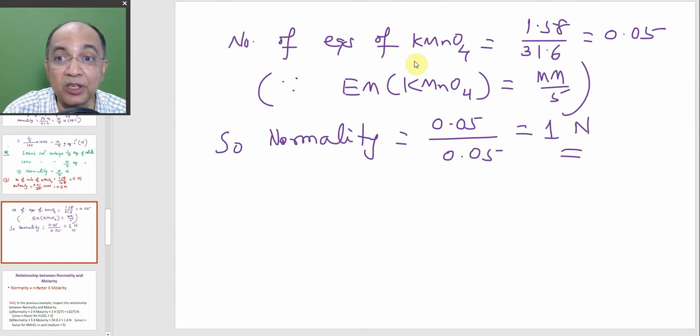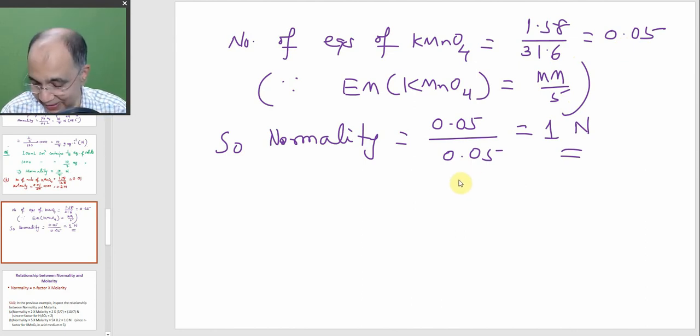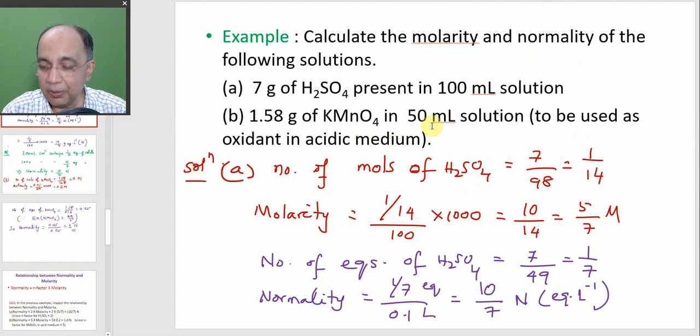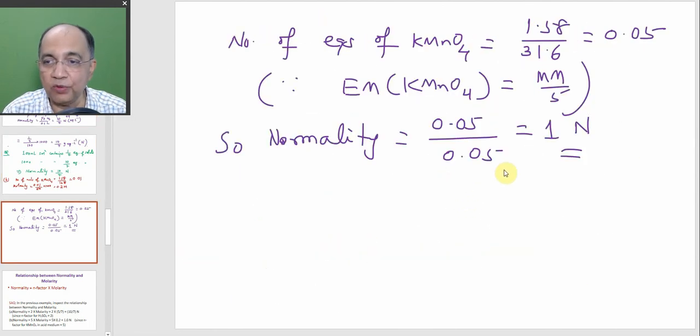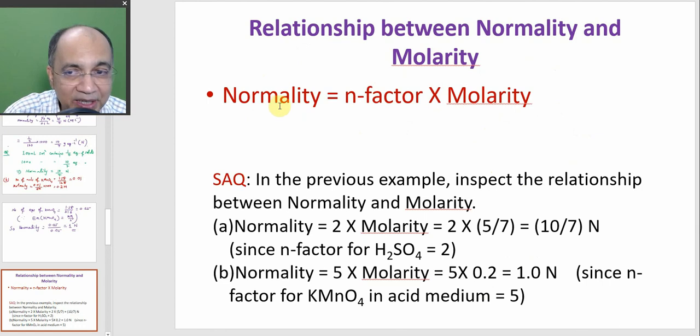The number of equivalents is equal to mass by equivalent mass, which is 31.6 because the N factor is 5. 158 by 5. So you are getting number of equivalents is 0.05. So number of equivalents by volume in liters. It is 50 ml, so 50 ml means 0.05 liters. So it is 1 N. So normality is equal to N factor into molarity.